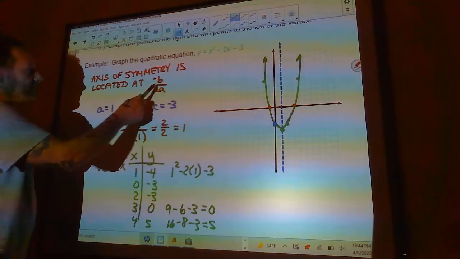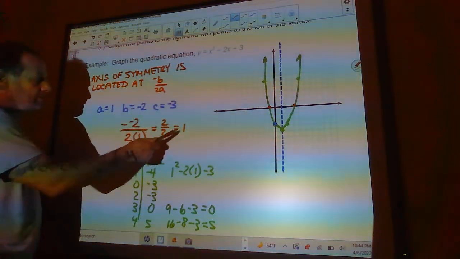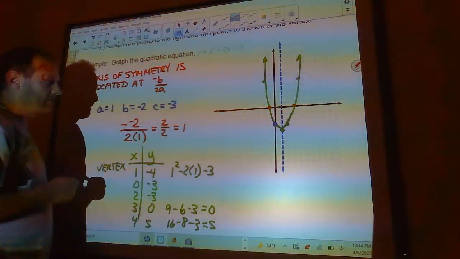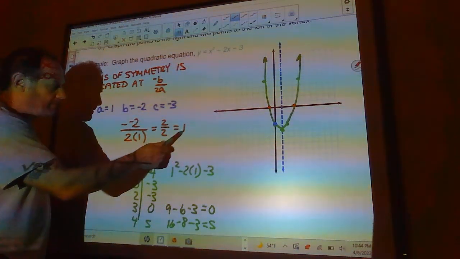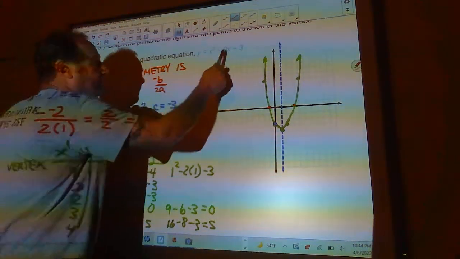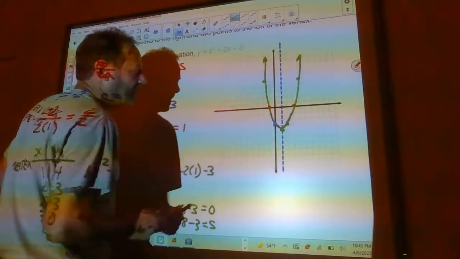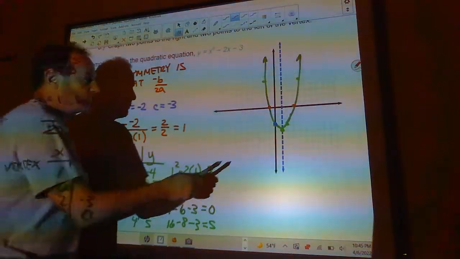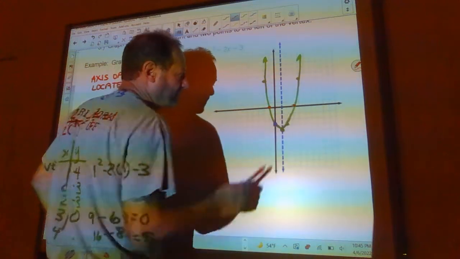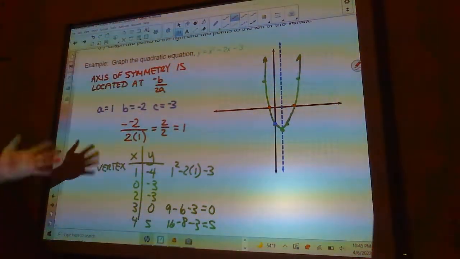I calculate the axis of symmetry. I put that line on my graph, a dotted line. I use that number to calculate my vertex by plugging that into the equation. Boom, there's my vertex right there. I find at least 2 points to the left, and I use their mirror image on the right, and I graph at least 5 points.